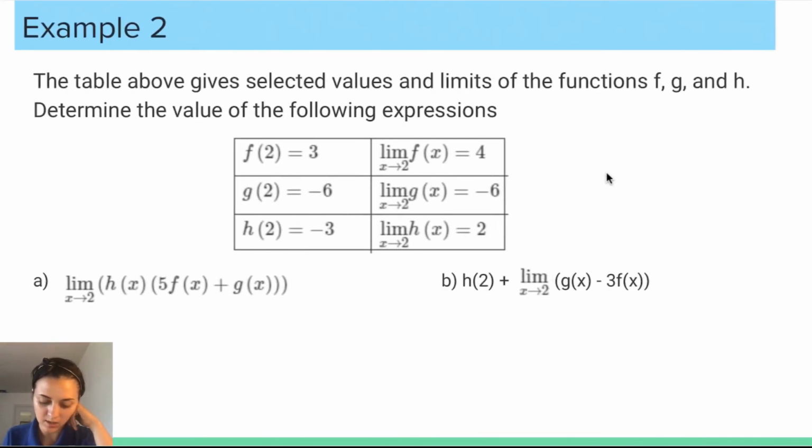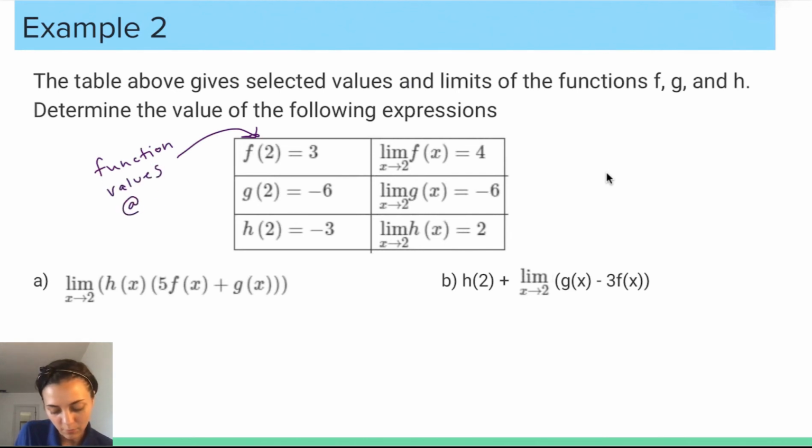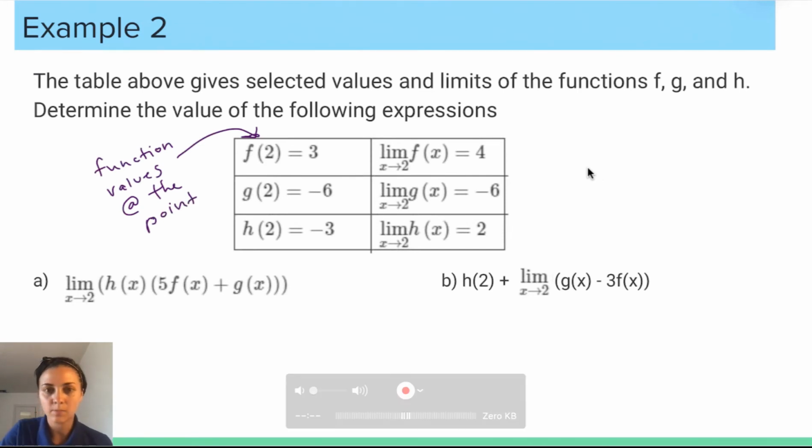This is something more similar to what you might see on the AP exam. They give a lot of tables. You have to get comfortable reading tables. So it says the table above gives selected values and limits of the functions f, g, and h. So you have different limits, as well as the function values. So I want to remind you, vocabulary, these are function values at the point.